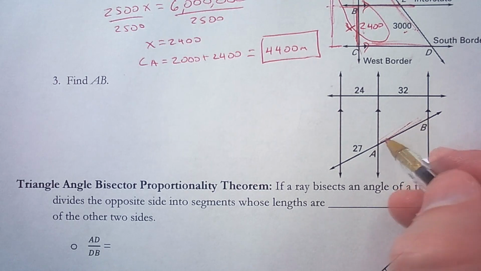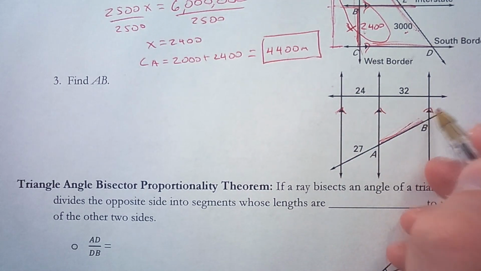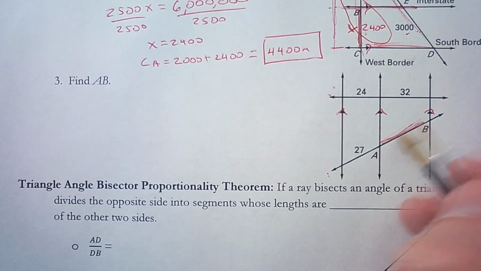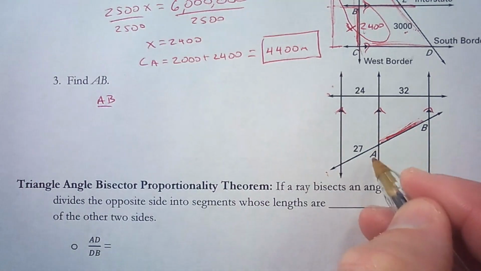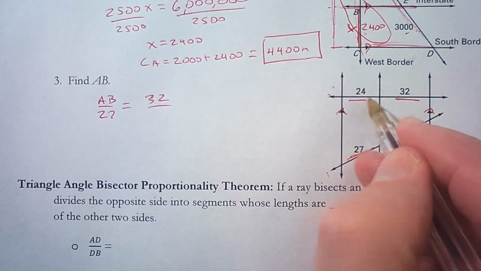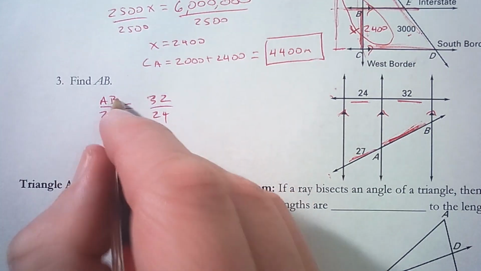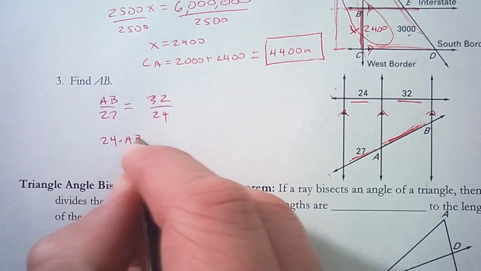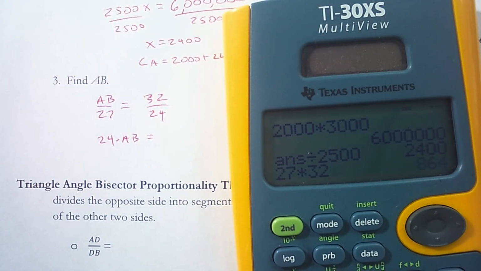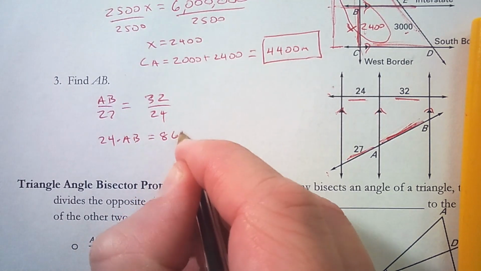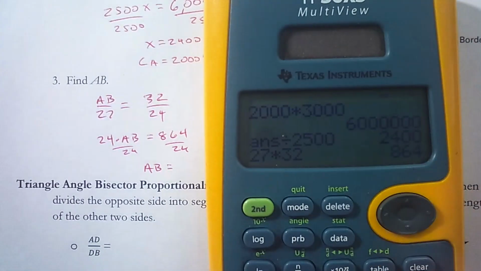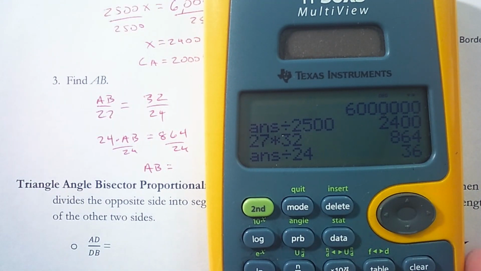Find the length of segment AB. I've got three parallel lines and two transversals, so these are proportional. AB is to 27 as 32 is to 24. So I have 24 times the length of segment AB equals 27 times 32, and that is 864. Divide by 24. So the length of AB is 36.